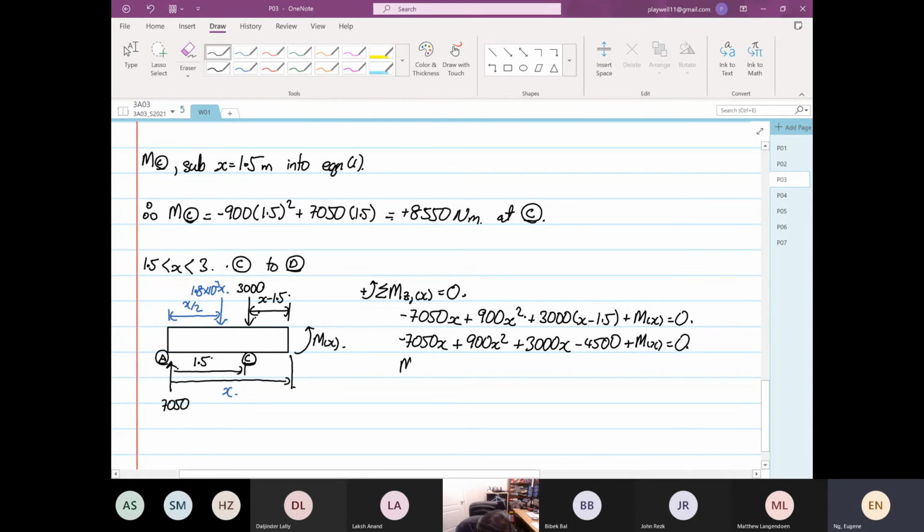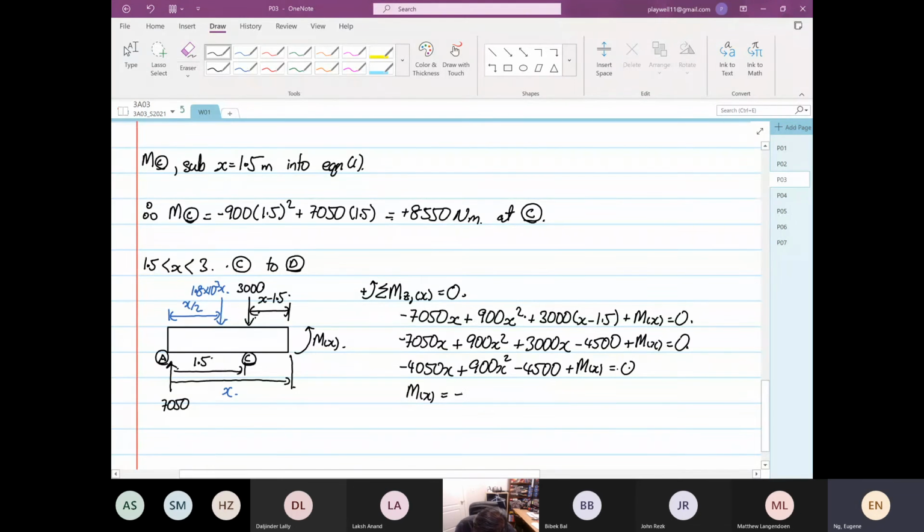So m as a function of x, or let's tidy things up first. Okay. So minus 7050 plus 3000 is equal to minus 4050x, plus 900x squared, minus 4500. Okay, m as a function of x. Okay, so minus plus 3000 minus 40. Okay, everything looks correct.